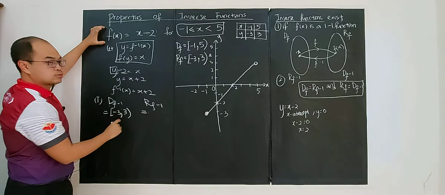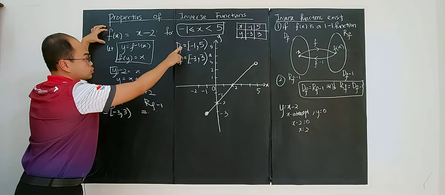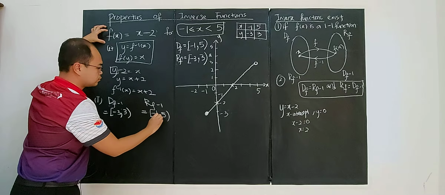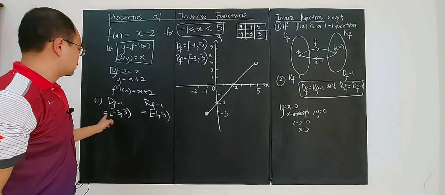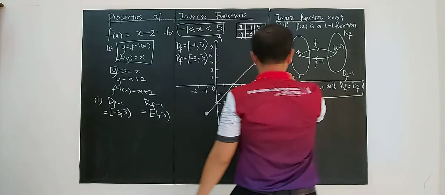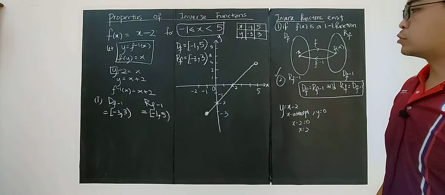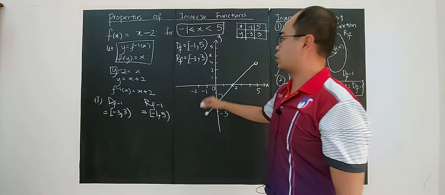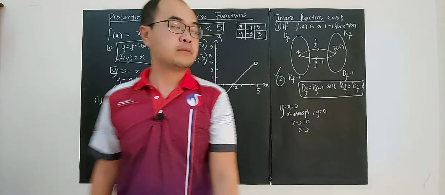The range for f inverse will be the domain of f, from negative 1 up to 5, by following these properties. Now again, I want to teach you how to sketch the graph of f inverse on the same graph, so you can see the properties.